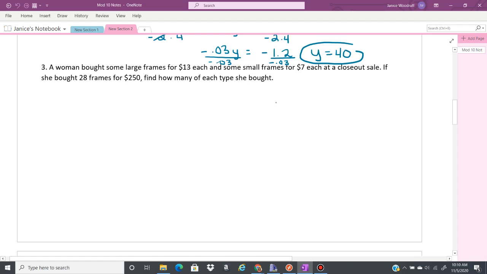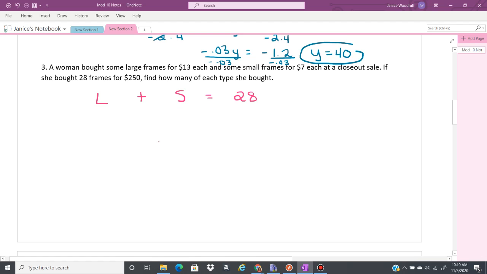All right, so she bought 2 different types of frames, large and small. And you can use those letters too. You don't always have to use X and Y. So you can say large plus small. She bought 2 different types. She bought a total of 28. So that's your amount equation. She bought 28 frames, 2 different types, L plus S.